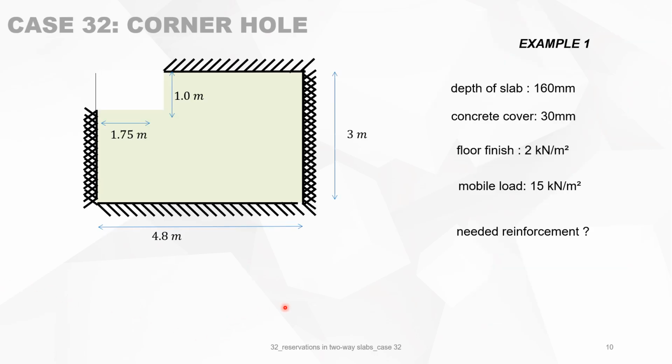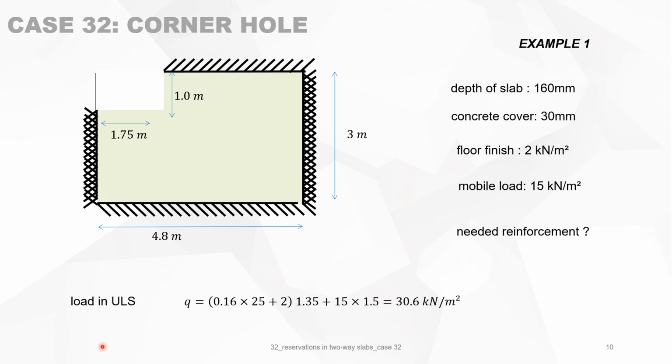Let's give an example. We have a slab 3 by 4.8. Depth of the slab is 160 millimeters. The concrete cover 30 millimeters. Floor finish 2. The mobile load 15. What is the needed reinforcement for a slab of this type?